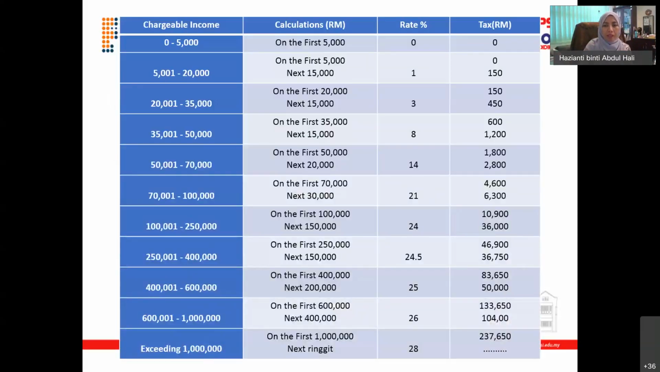Alright, so this is the table of the chargeable income or the scale rate. So this is our chargeable income. So if you look at here, only chargeable income more than 5,001 ringgit will be taxed. Nampak? Kalau chargeable income ni less than 5,000, the person will not be taxed. So the higher you earn, the more you will be taxed. Sebab tu dia panggil scale tax rate. Nampak? Exceed 1 million, 28% the charge.